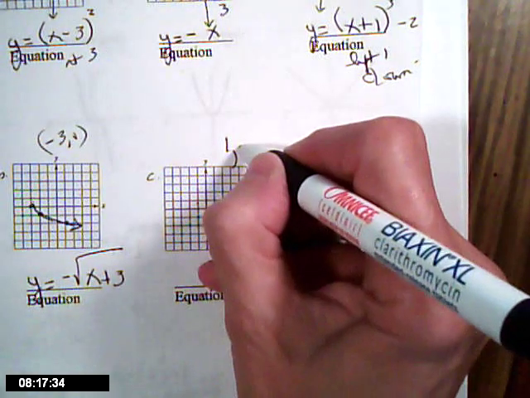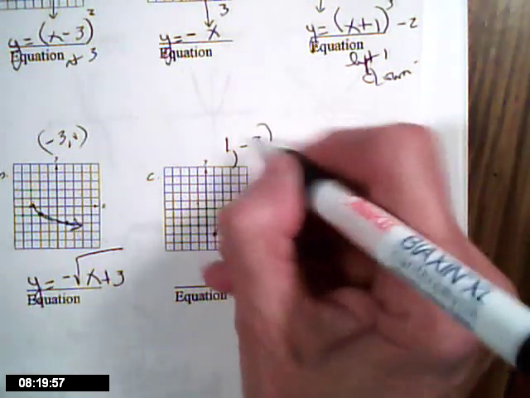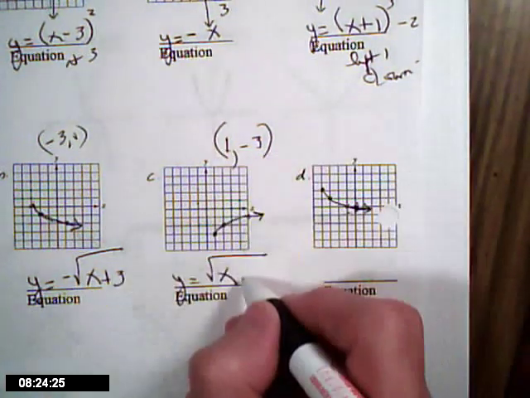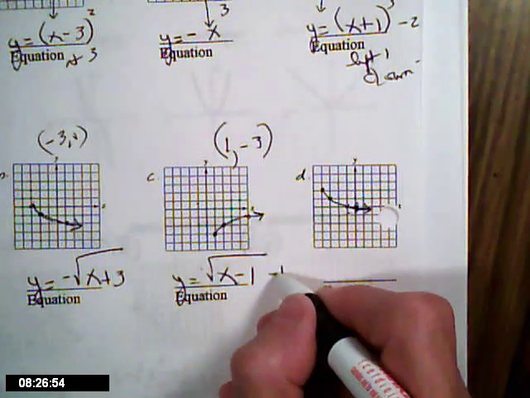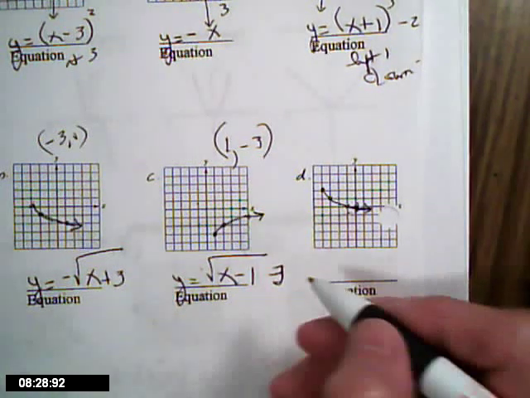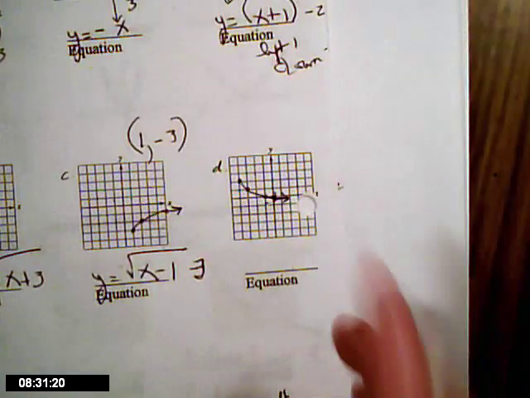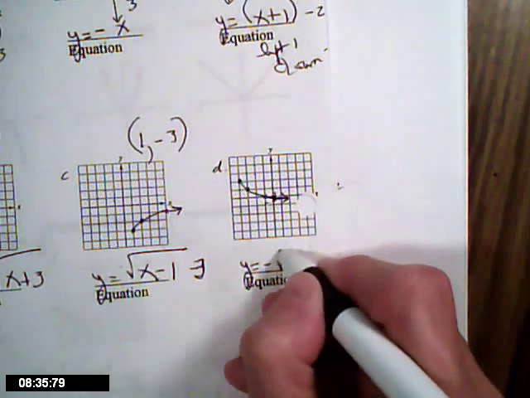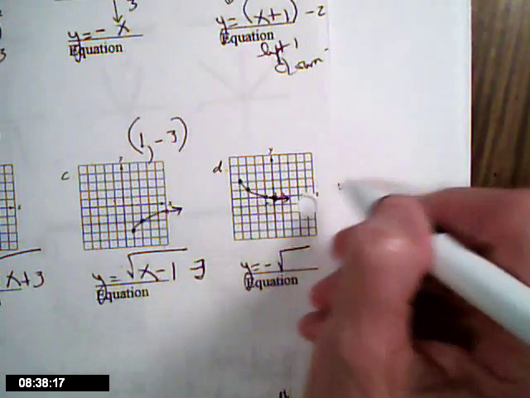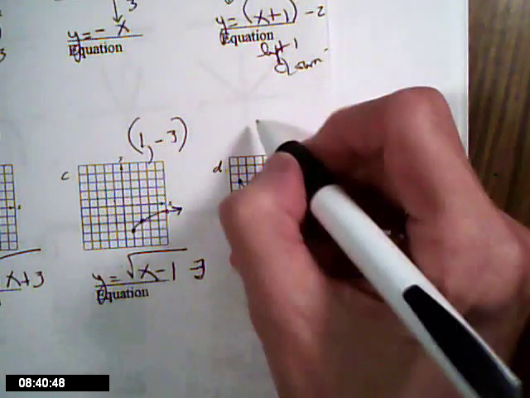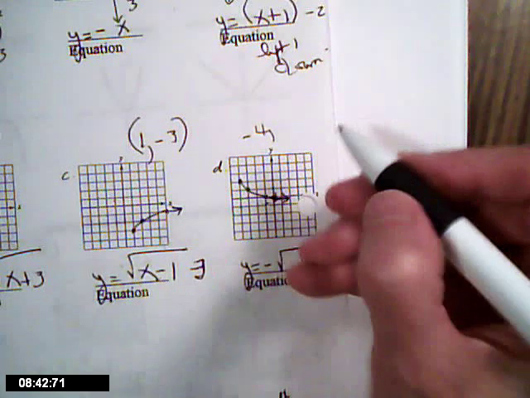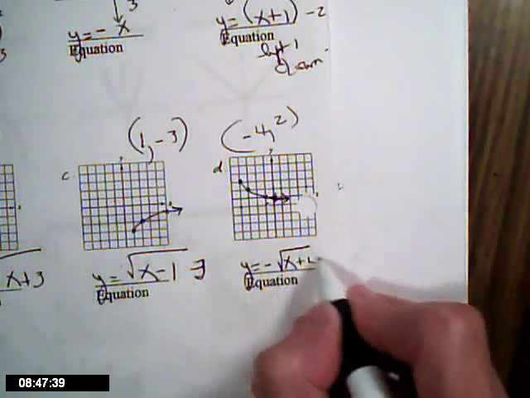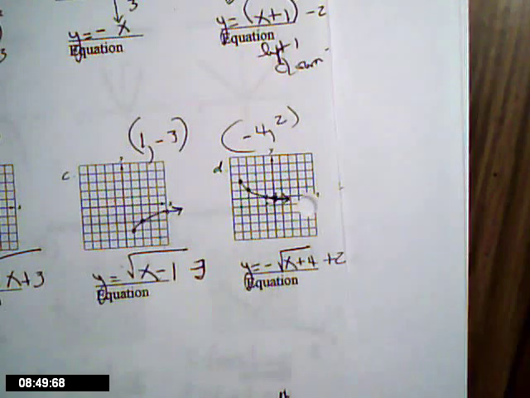Vertex here, 1, negative 3. Y equals square root of x. Change the sign, minus 1, and on the end we're going to put minus 3 for y. This graph is turned down, so we'll have y equals negative. The vertex is 1, 2, 3, 4, negative 4, up 2. So square root of x plus 4 with a plus 2 on the end.